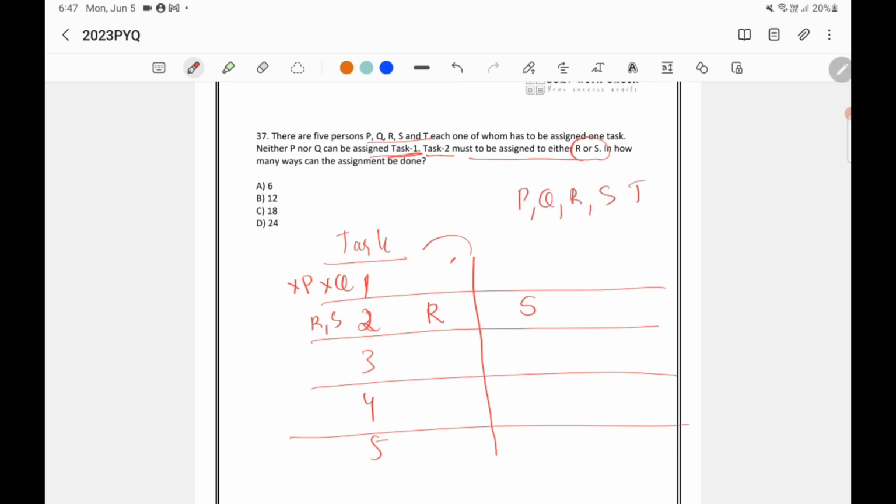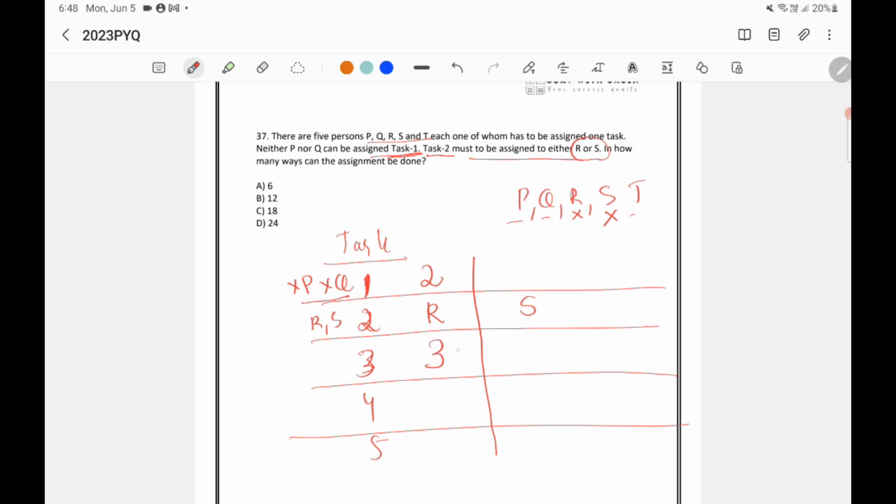Now I am taking this case first, assigning R to task 2. So R is already gone. We cannot choose R, and for task 1, I cannot choose P or Q. So from S and T, I can choose one of them. So there are 2 possibilities here. Suppose I choose S. So I have chosen S in task 1 and R in task 2. Now here 3 possibilities are there, because P, Q or T I can choose.